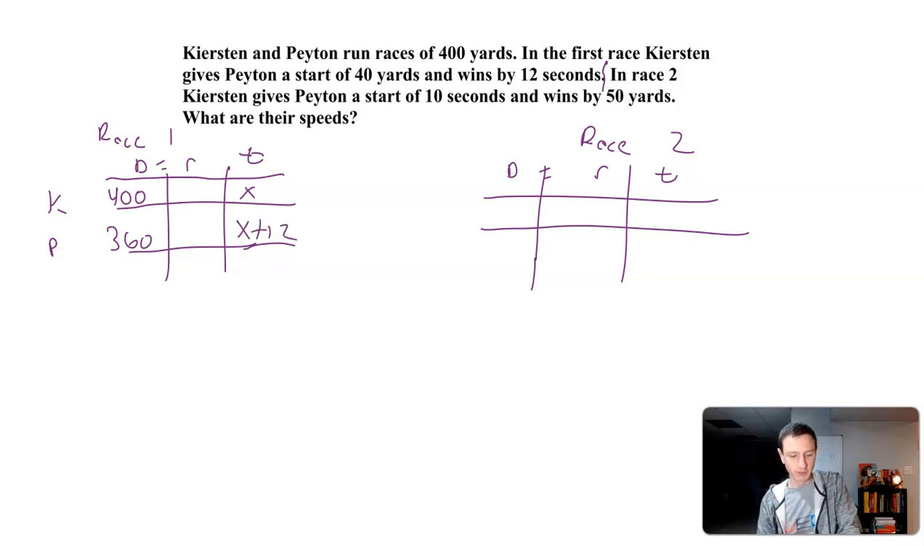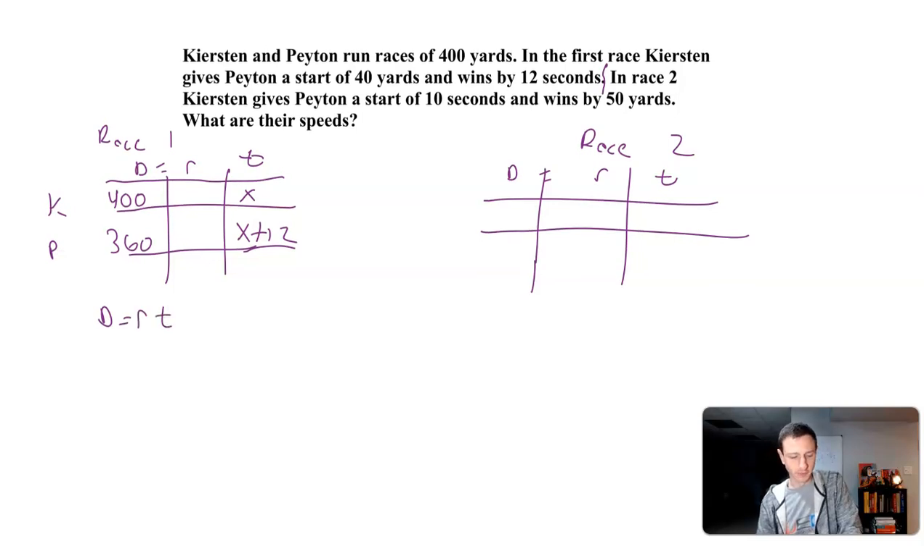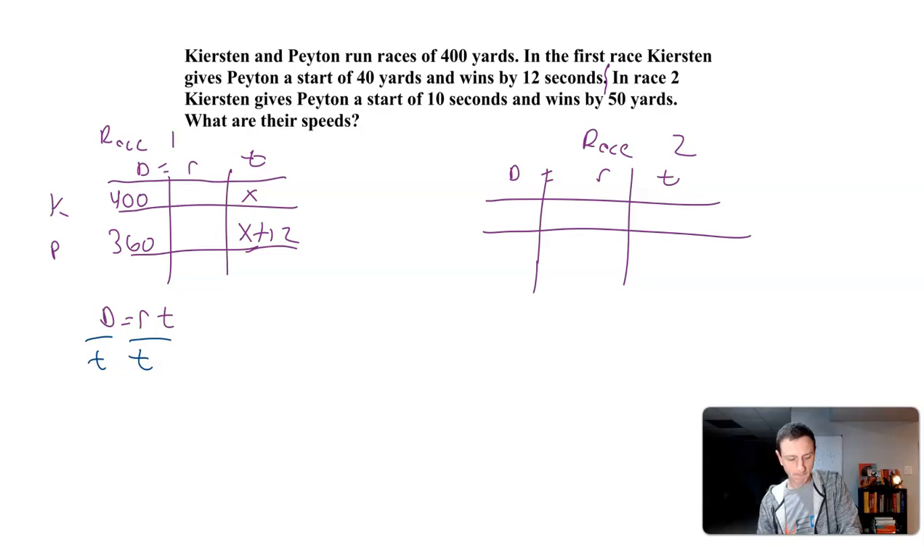Well, if I know distance and some version of time at least, then I could solve for rates. Let me just solve the distance formula, distance equals rate times time. Then I could solve for rate by dividing by time. So rate equals distance over time. That means my rate here is going to be 400 over X, and then this is going to be 360 over X plus 12. So let's just move to race 2.